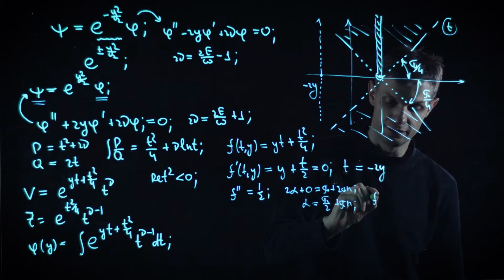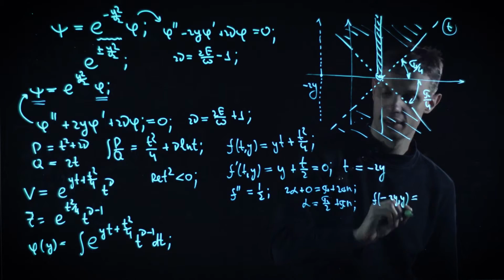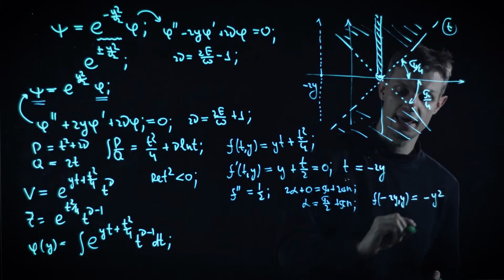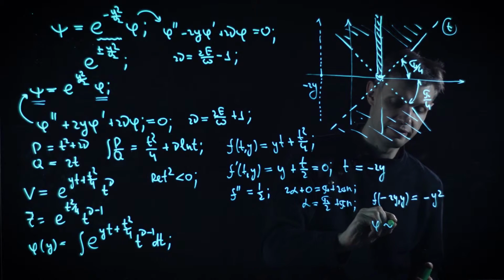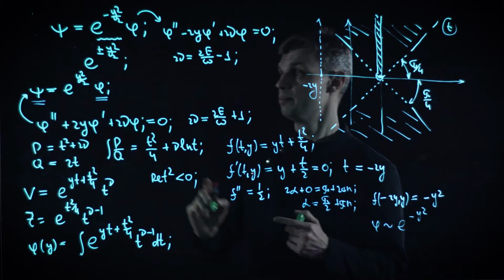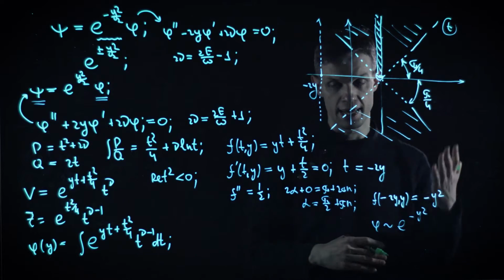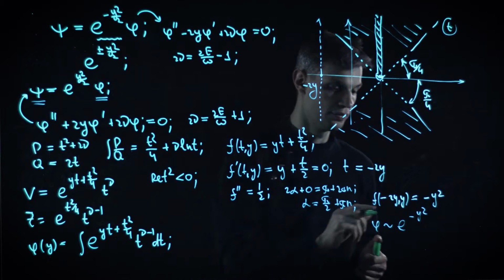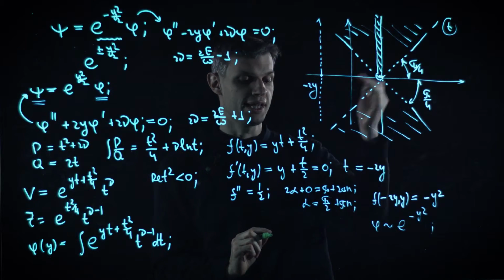So f of minus 2y is equal to minus y squared. So the whole solution will behave like e to minus y squared. And multiplied by e to y squared over 2, it will give us the normal decay of our original wave function, which is good. Now let's see what's going to happen if y becomes negative.